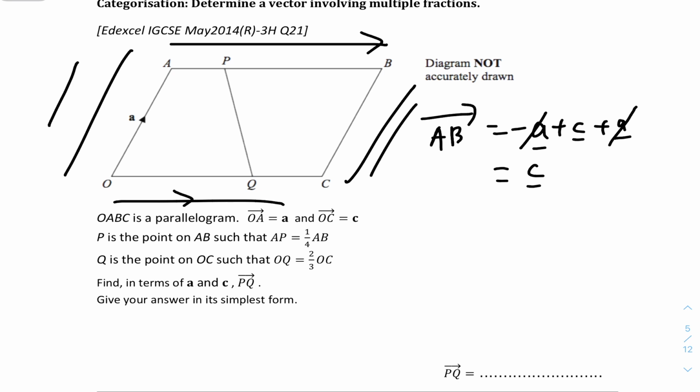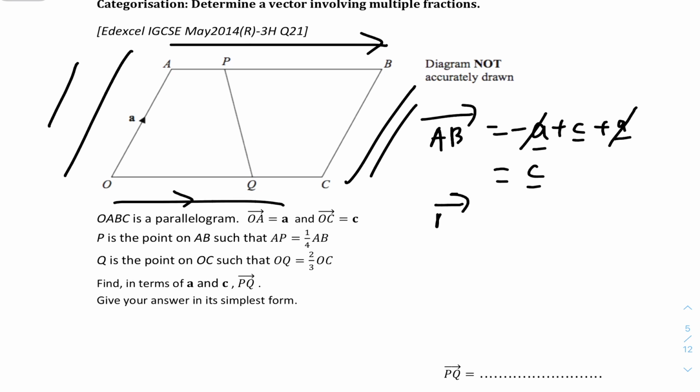Therefore, AP equals 1 over 4C, as shown here. This side here and this one here, right? Then we have to find OQ, and we already know that it's C. So OQ is 2 over 3C. So now we can find PQ.